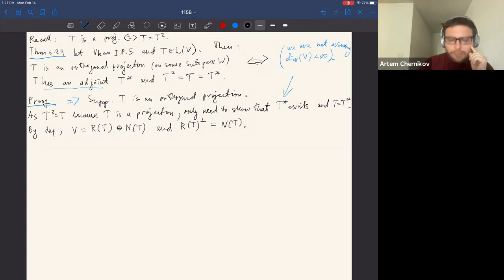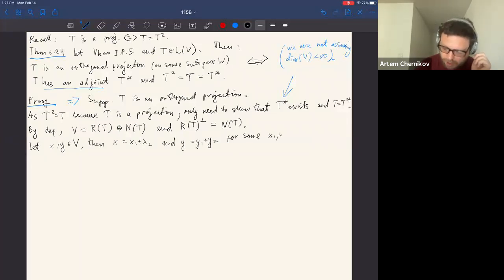Okay. So by definition, we have that V can be written as the direct sum like this. So now let X, Y be two vectors in V. Then we can write them as X equals X1 plus X2 and Y equals Y1 plus Y2 for some vectors X1, Y1 in the range of T and some X2, Y2 in the null space of T, right? Here we're just using that this is the direct sum, so every vector can be written like this.